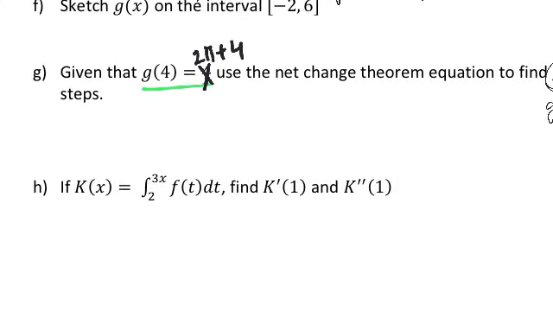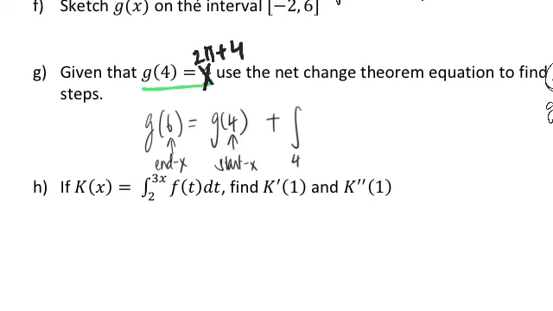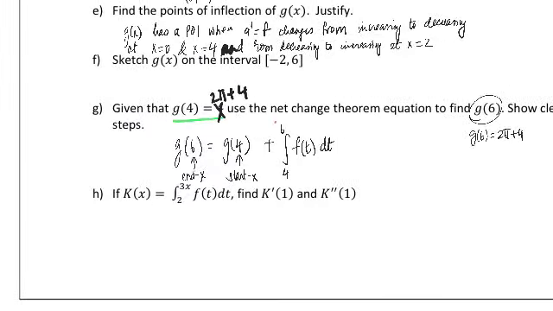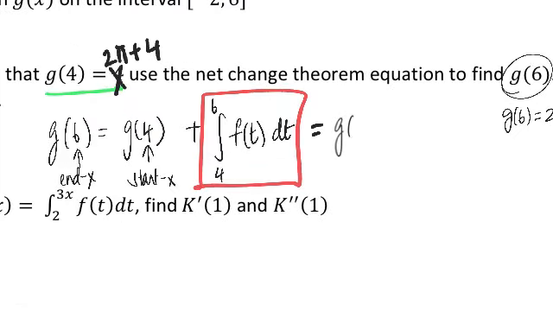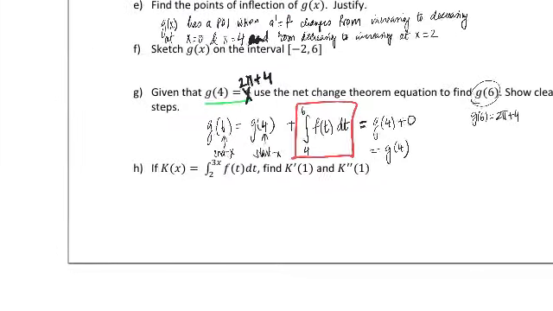But by the net change theorem, we could say G of 6 is equal to G of 4, right? This is like the ending x value. This is the starting x value, plus the integral from the start to the end of G prime, which is f dt, right? So this right here is the area from 4 to 6, which we realized was like there's a positive triangle and a negative triangle, so it came out to be 0. So that's why G of 6 is equal to G of 4 plus 0, or just G of 4.